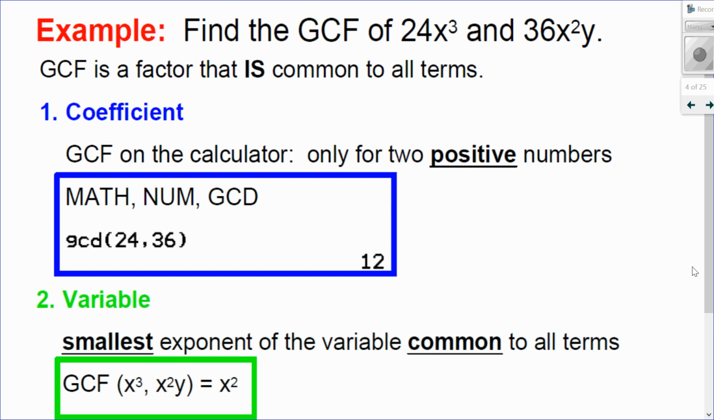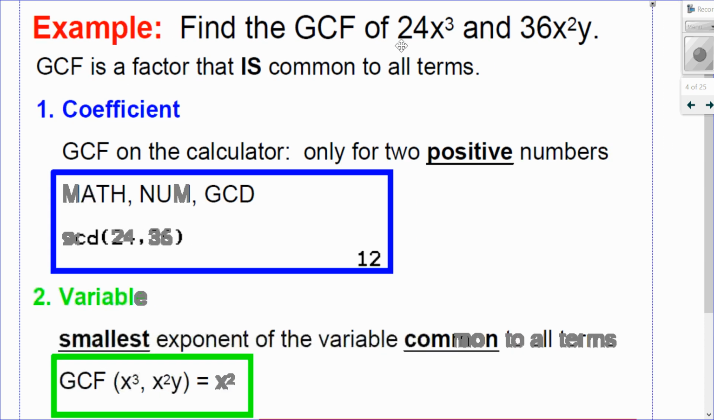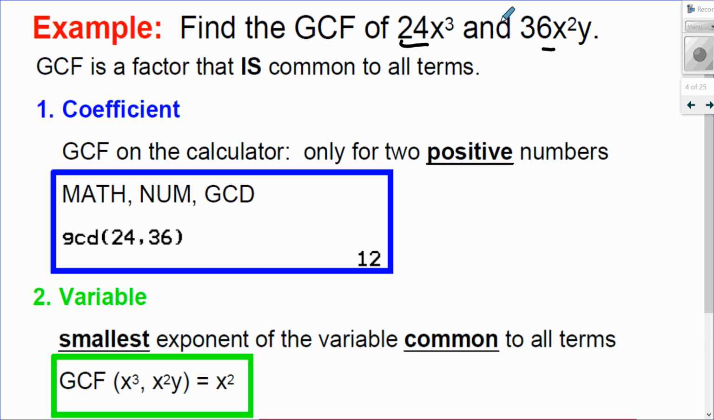For example, if I wanted to find the greatest common factor of 24x squared and 36x squared y, the first thing I need to do is find the greatest common factor of the numbers. So I'm trying to find something that is common to both the terms. So if I look at just the numbers, I want to know what is the biggest number that goes into 24 and 36. Now, if you already know that number, you're ahead of the game. That's great. But I want to show you a little trick on your graphing calculator to help you find the GCF of these 2 numbers.